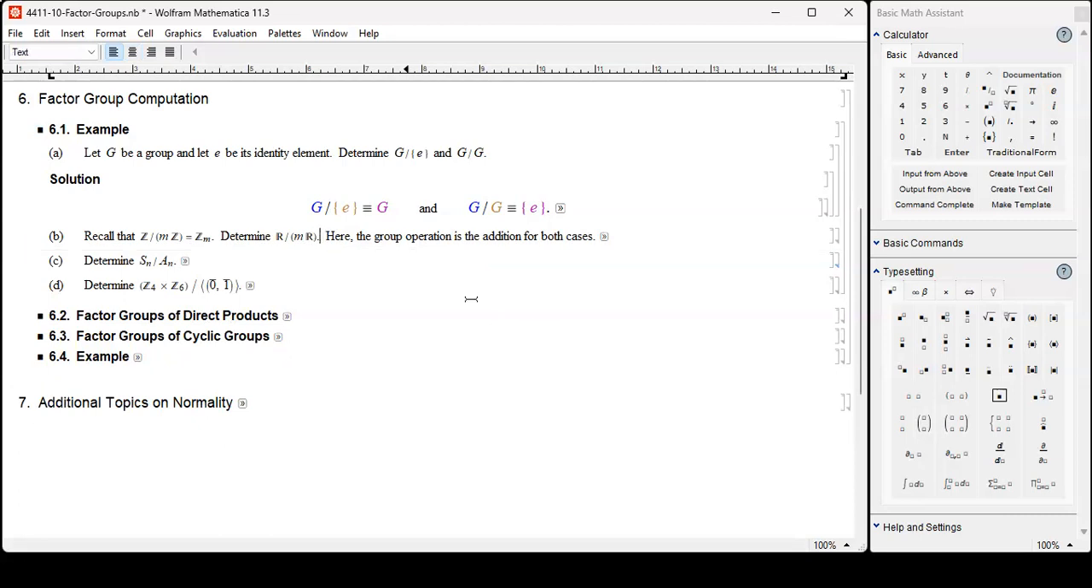And then let's go to this. R over mR. Do we get something similar? Here, the group operation is the addition in both cases. Okay, all right. R over mR. What does that look like? Is this significantly different from this? Well, think about that and give me an answer.